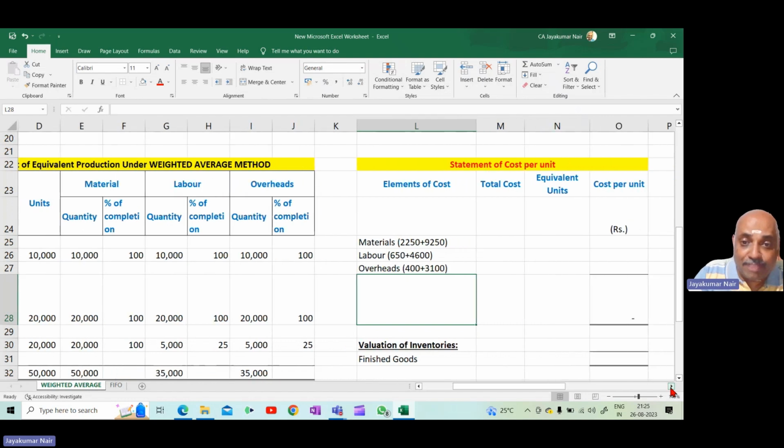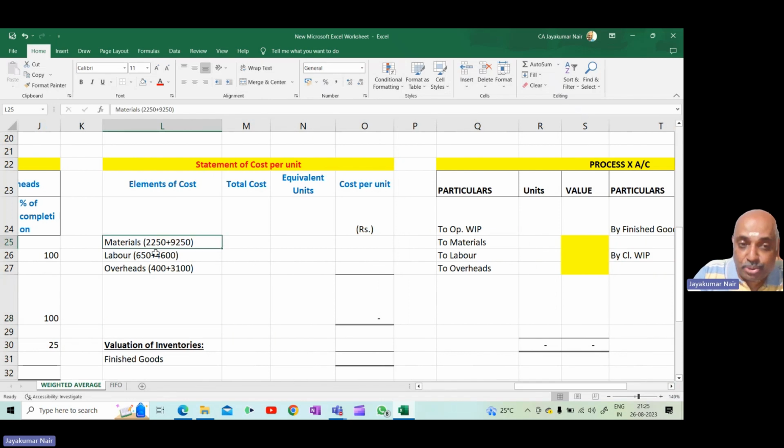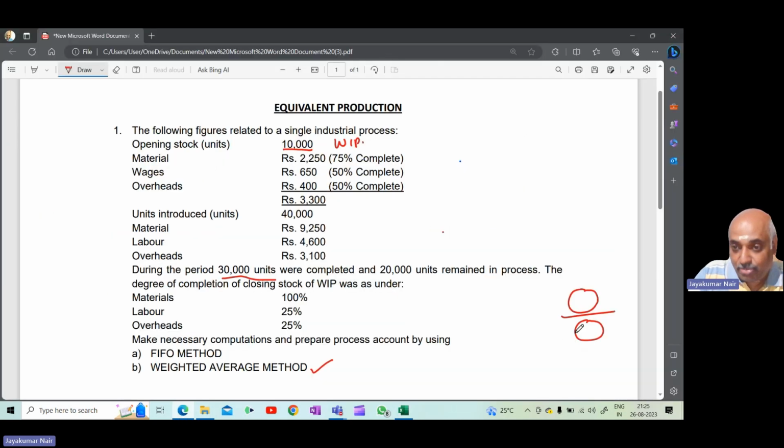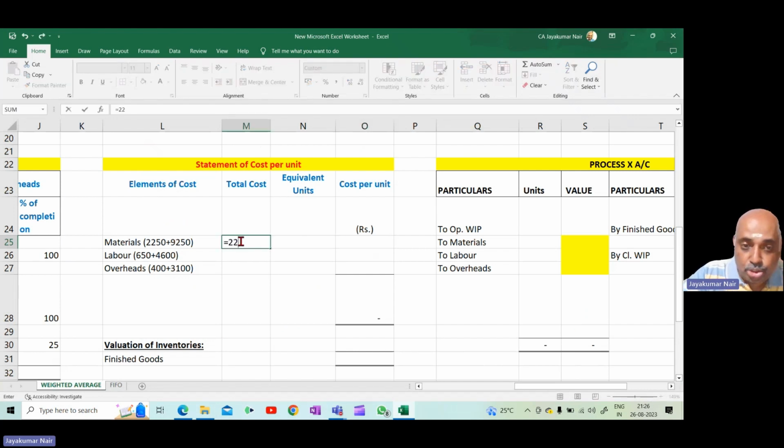So when you are finding out the statement of cost, how do you do it? You have to take the total cost. Remember, weighted average, I said total cost divided by the total number of units. So material, this is what you have incurred in this particular period. You should also add this cost, which is 2,250. So what is the total cost? Total cost is 2,250 plus 9,250. This is the total material cost.